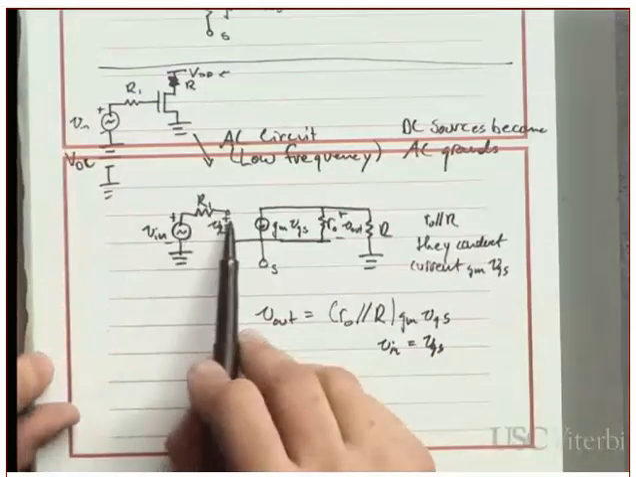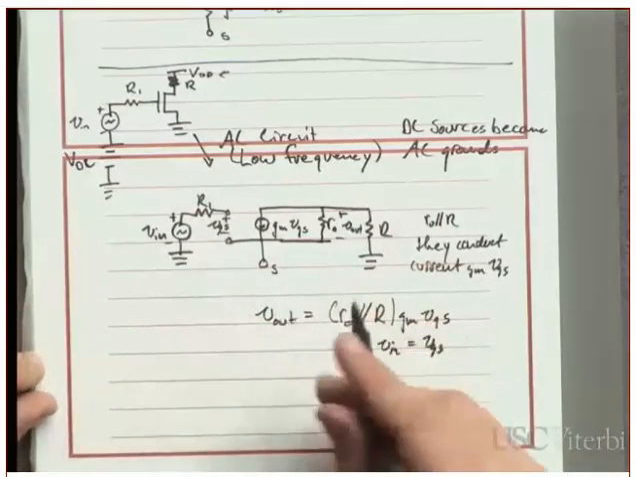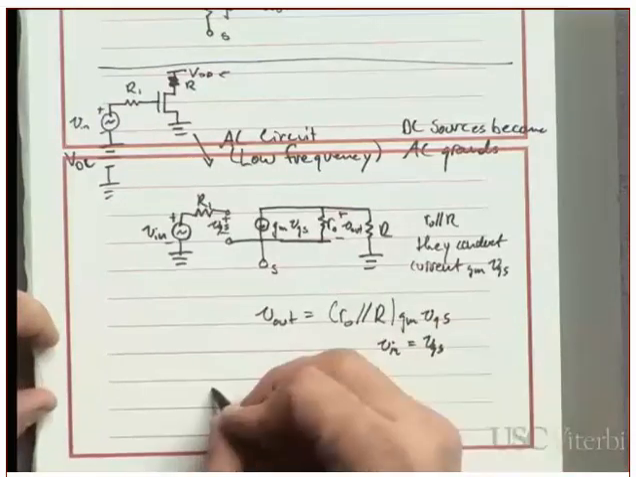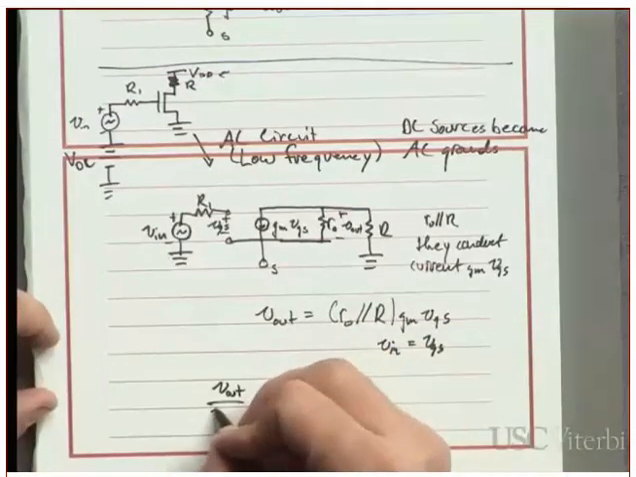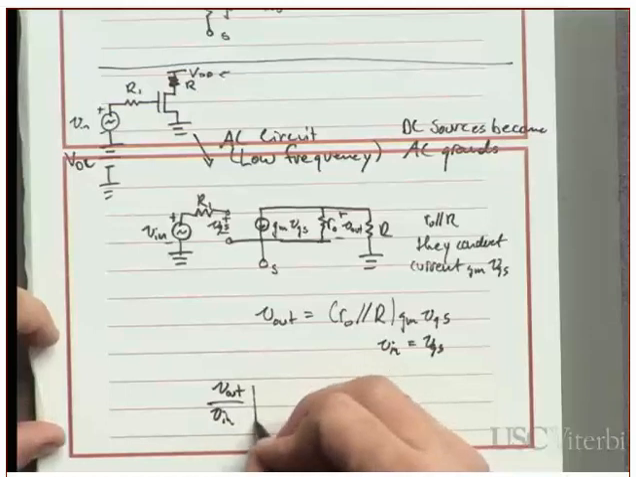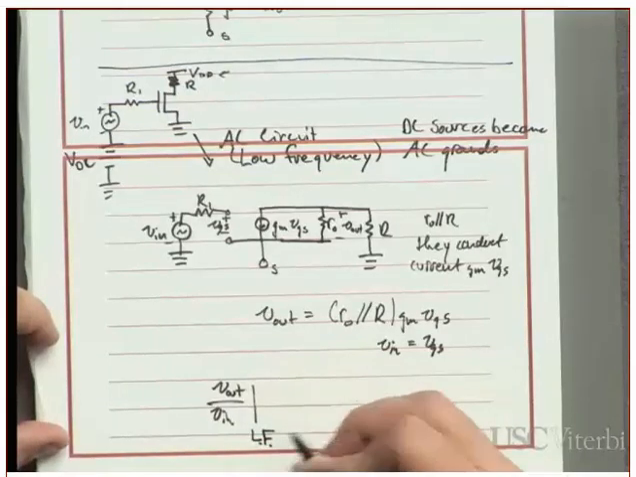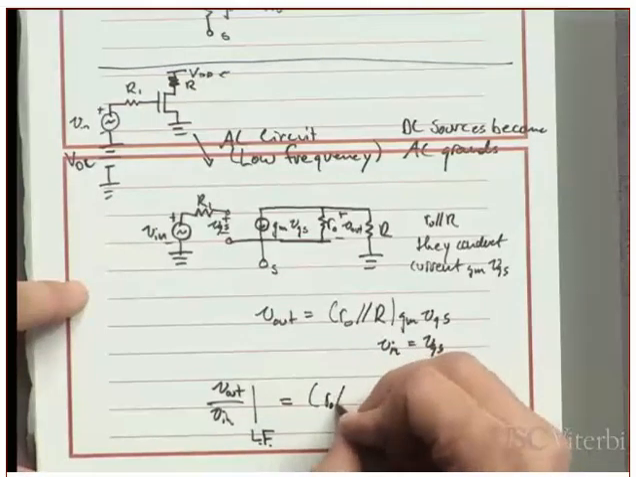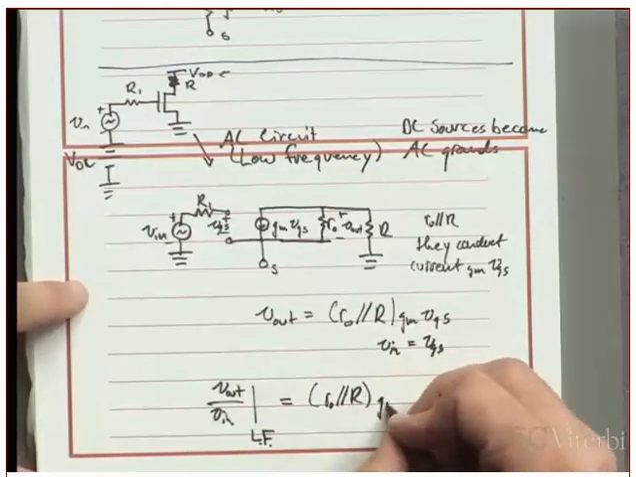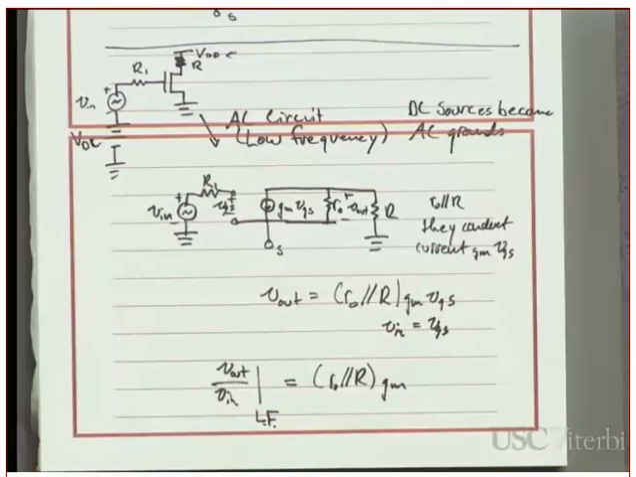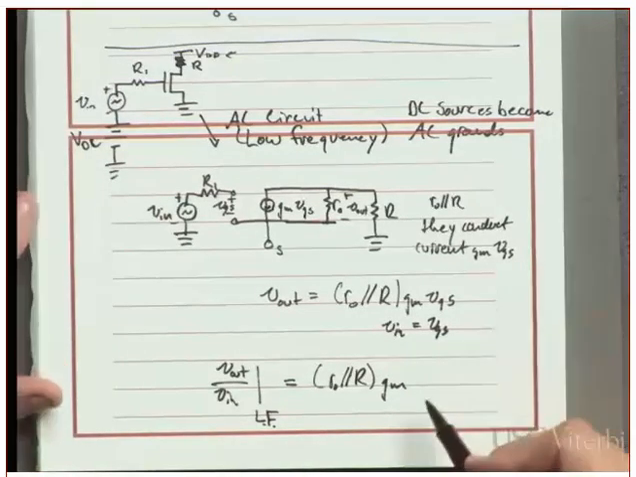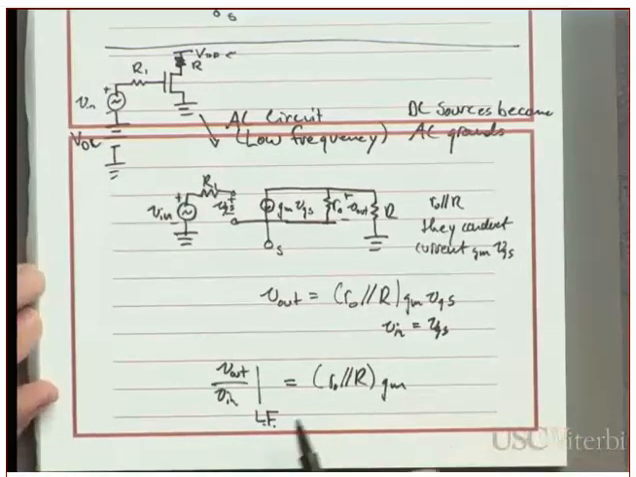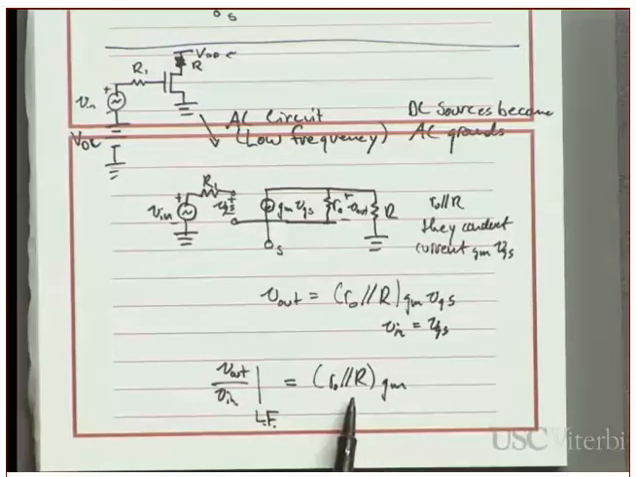Since there's not going to be any current flowing through here because of this open right here. So that lets me write the system response for this almost directly. And I'm going to put this is low frequency. And so it's R naught parallel with R times GM. Simple enough, right? It's a little amplifier with amplification, sorry. R naught parallel with R times GM.